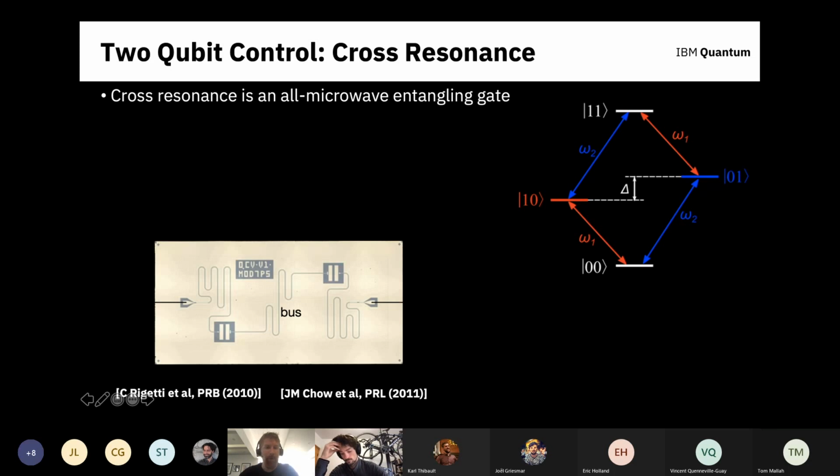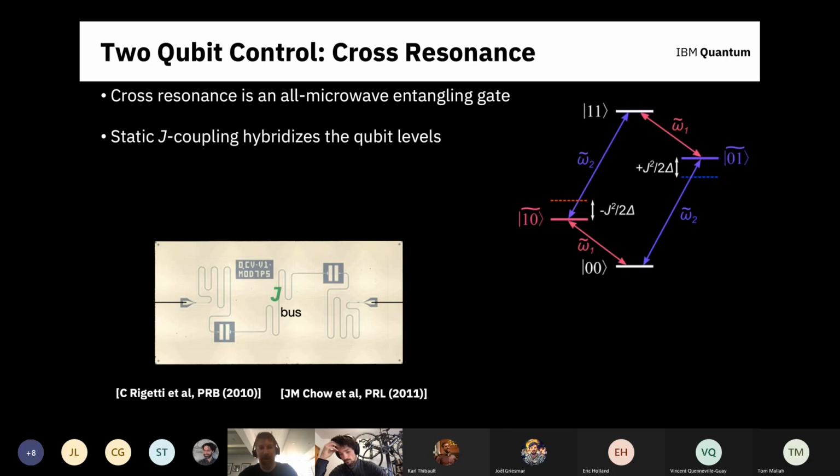What I'm going to do now is I've actually put a bus there, and this bus is the microwave transmission line resonator we were talking about. And what that does is introduce an effective coupling J, which is going to hybridize the qubit slightly. And I think this should be plus or minus J squared over delta. I think that 2 needs to go away. But it's going to shift the energy levels very slightly.